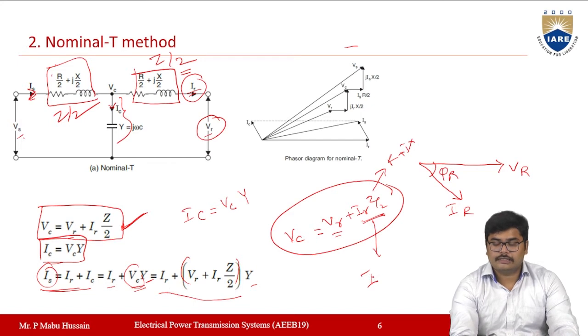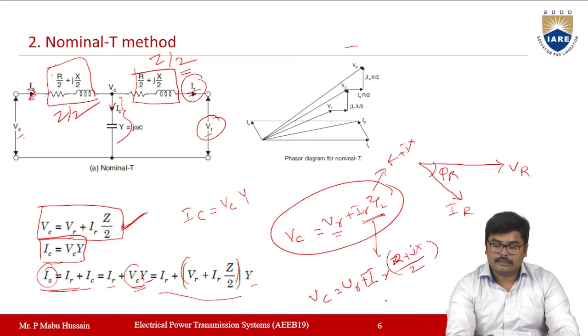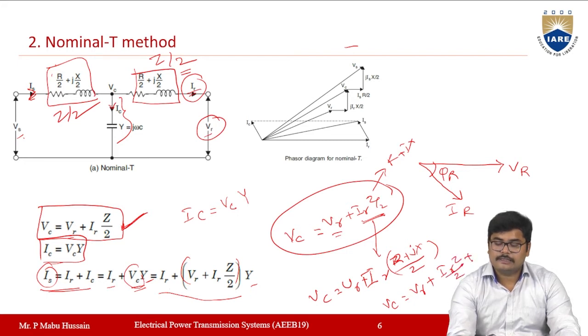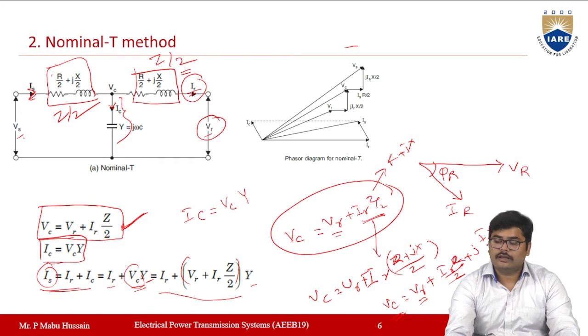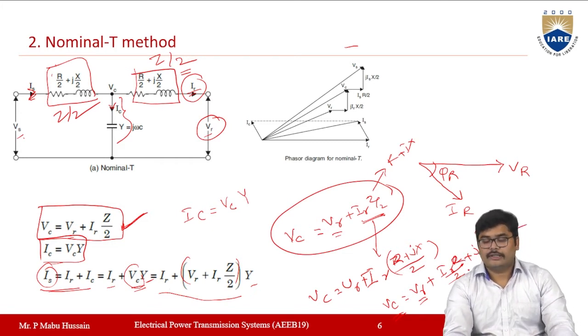So this equation can be written as VC is equal to VR plus IR into R plus JX by 2. Okay, so this you can still write as VC is equal to VR plus IR into R by 2 plus J into IR X by 2. Okay, so now to get the VC, you have to add to VR, IR into R by 2 plus IR into X by 2. So these two you have to add here, right?